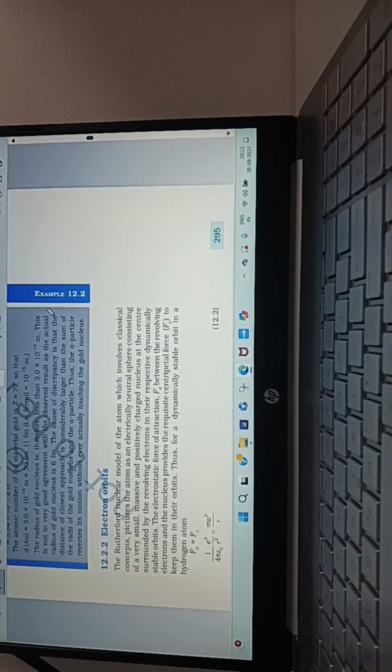Just now I explained that. 10 to the power of minus 15 is a Fermi, I think. How much one Fermi is, you might have been taught.